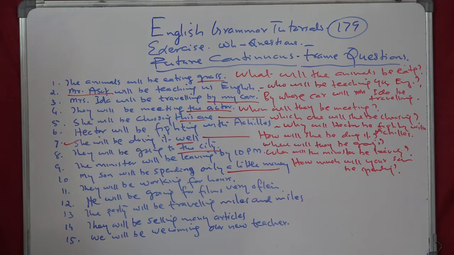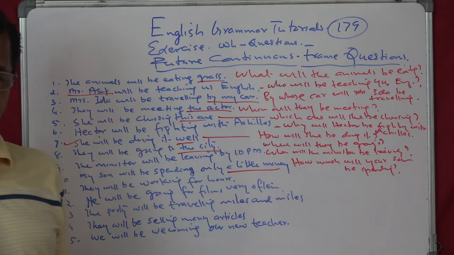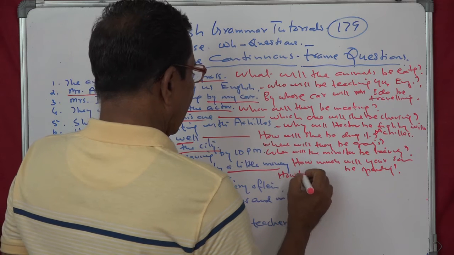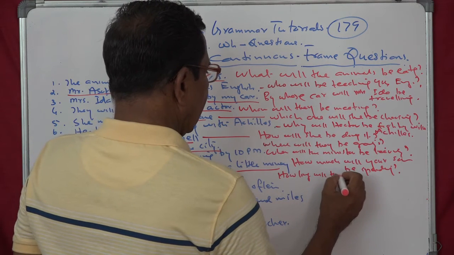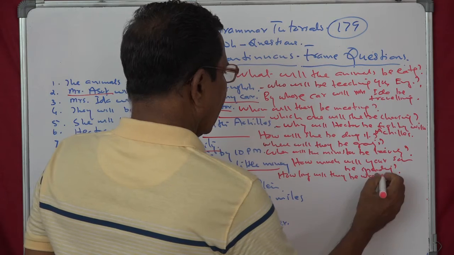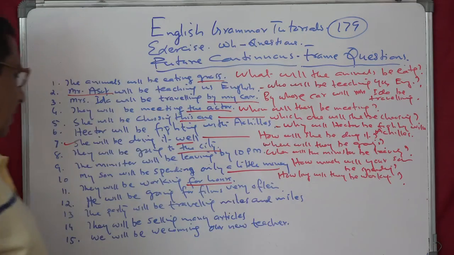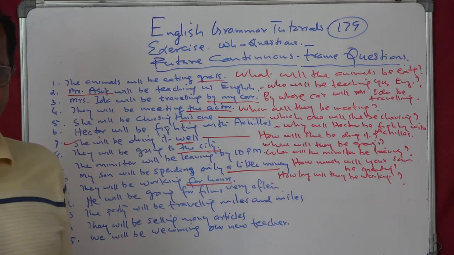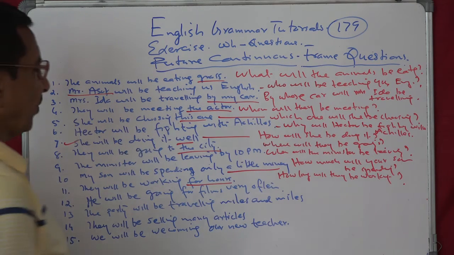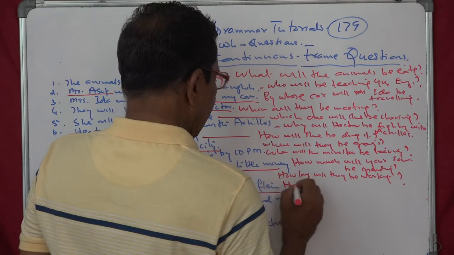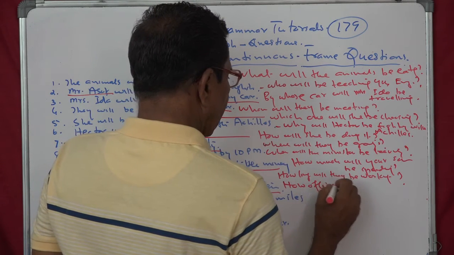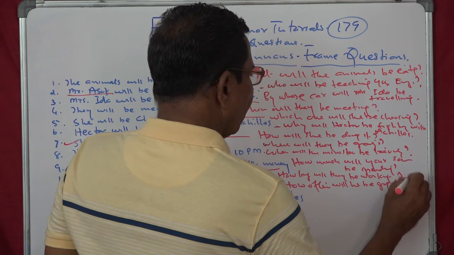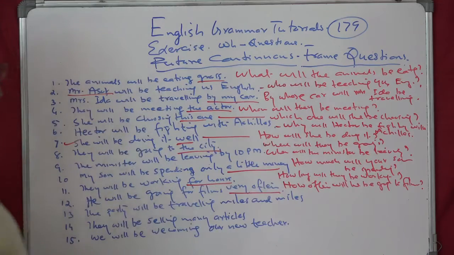A little money. Eleven. They will be working for hours. How long? Time, duration now. So how long will they be working? Next, twelve. He will be going for films very often. That is frequency. How often will he be going to films?